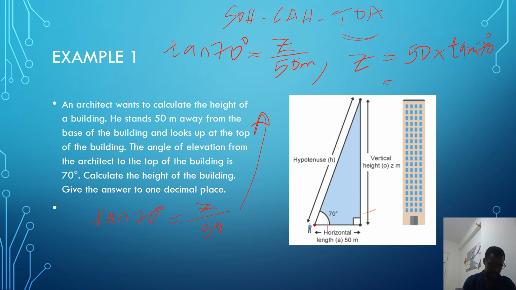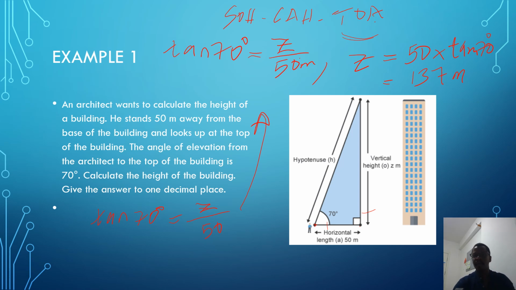Tan 70 on the calculator is 2.7474. If you multiply that by 50, it will give you 137 point something, approximately. We can say it's 137 meters.